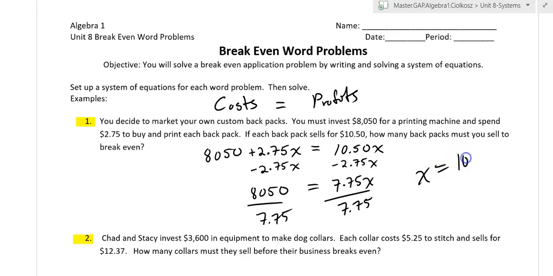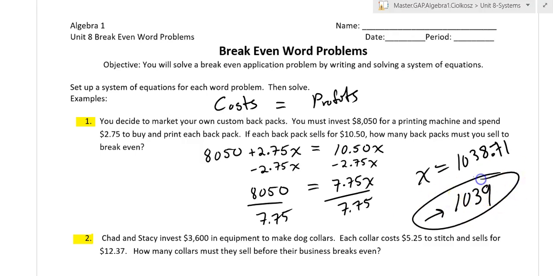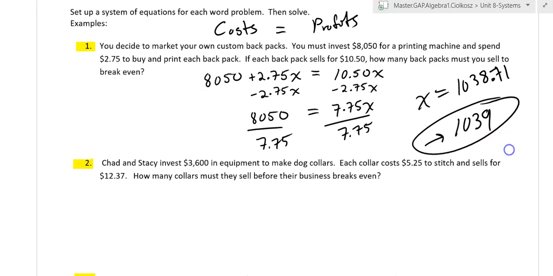That gives me 1038.71. Well, I can't sell 0.71 of a backpack, so the answer we'd be looking for here is we're going to round up to the nearest whole number, because that's how many backpacks I sell, because I can't sell a fraction of one. So we're always going to round up in these break-even problems.